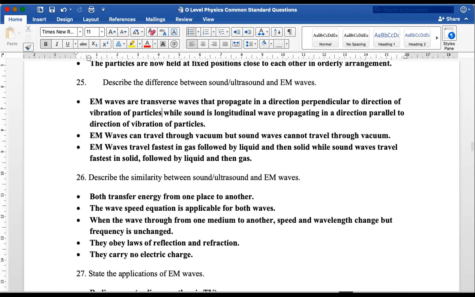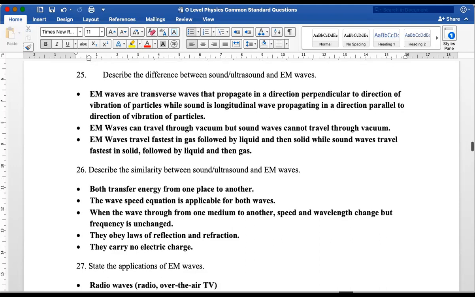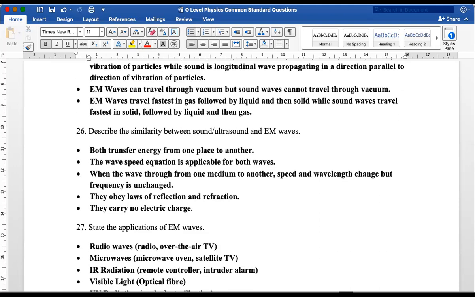EM wave can travel through vacuum, but sound wave cannot travel through vacuum. EM wave travels fastest in gas, followed by liquid, then solid, while sound wave travels faster in solid, followed by liquid, and then gas. Describe the similarity between sound or ultrasound with EM wave.